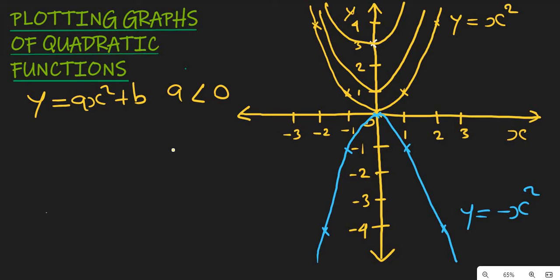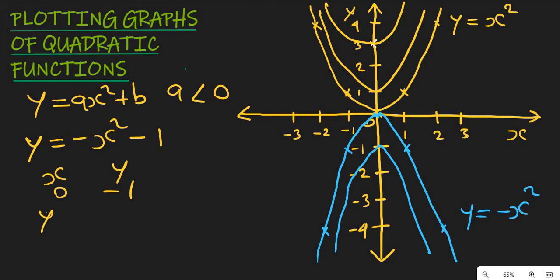Now in this case, I also consider the same function, y equals ax squared plus b, but this time a is less than 0. So my function is y equals minus x squared minus 1. Now in this case, when x equals 0, the value of y is minus 1. That means our function will pass through minus 1.